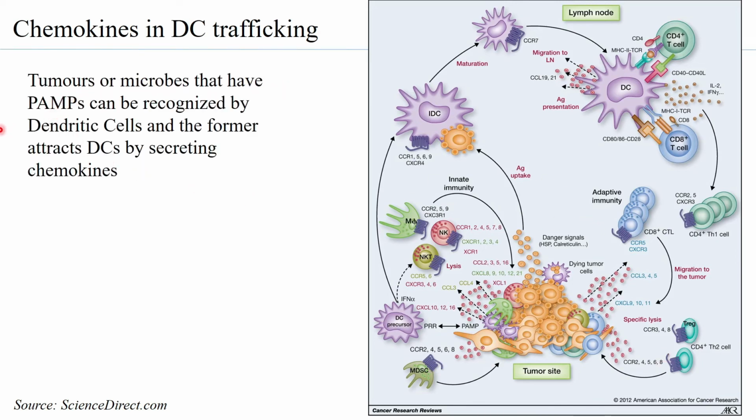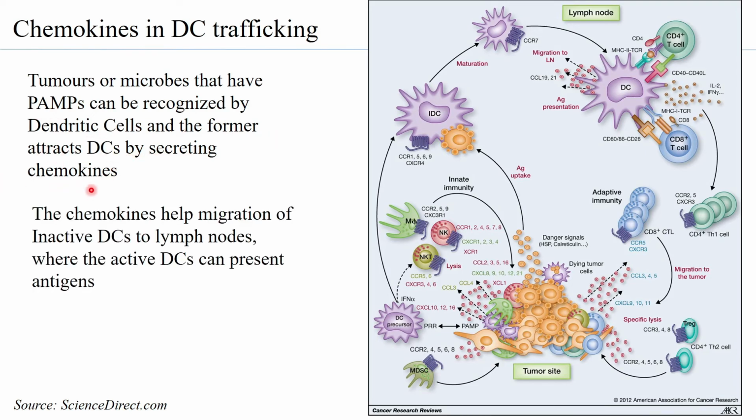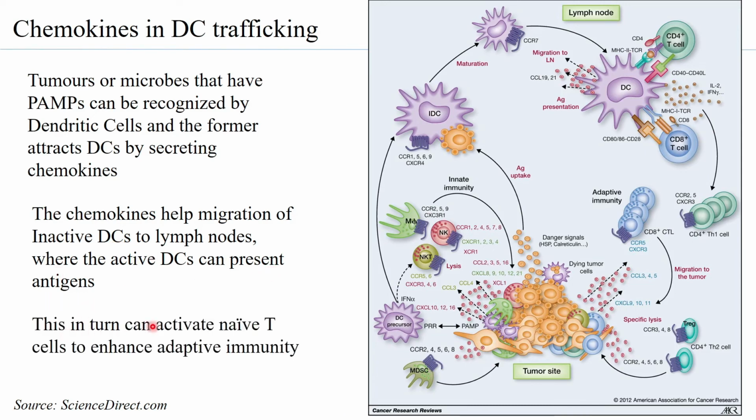So tumors, like microbes, have the PAMPs, that is, pathogen associated molecular patterns, which can be recognized by dendritic cells, and the former attracts DCs, that is, dendritic cells, by secreting chemokines. The chemokines help the migration of the inactive DCs to lymph nodes, where the DCs can present antigens. And this in turn can activate naive T cells to enhance adaptive immunity.